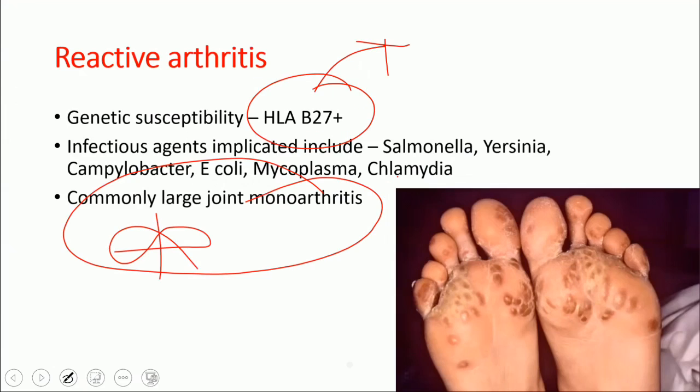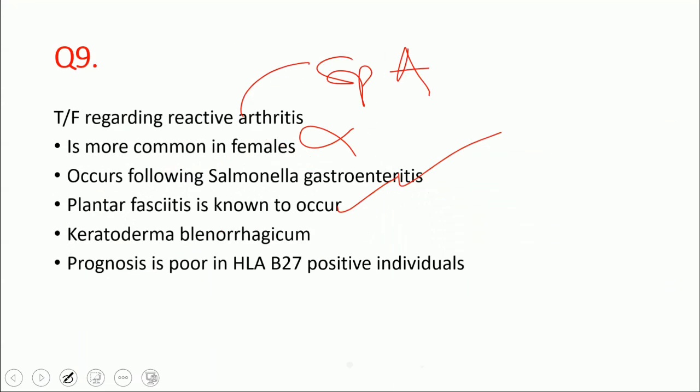One of the unusual manifestations is this keratoderma blenneragicum. Right? Keratoderma blenneragicum you see in this reactive arthritis. Another thing is a special type of balanitis in the penis that occurs, and that is called circinate balanitis. Right? Circinate balanitis and keratoderma blenneragicum.